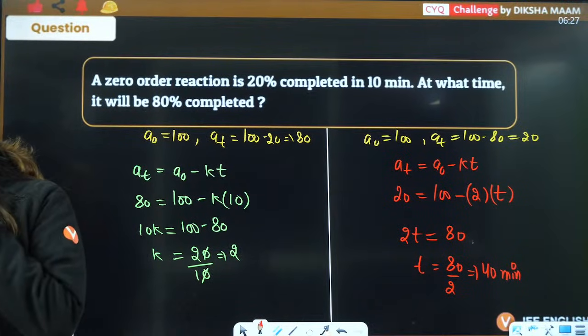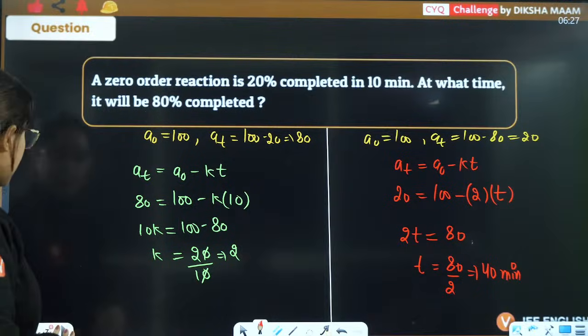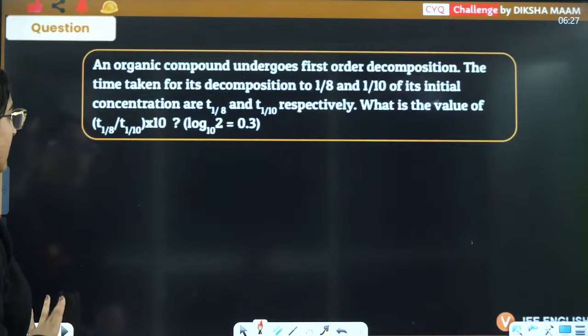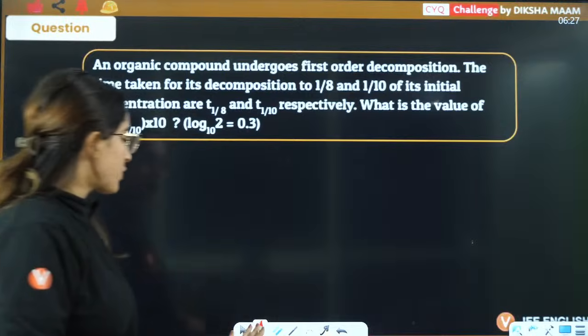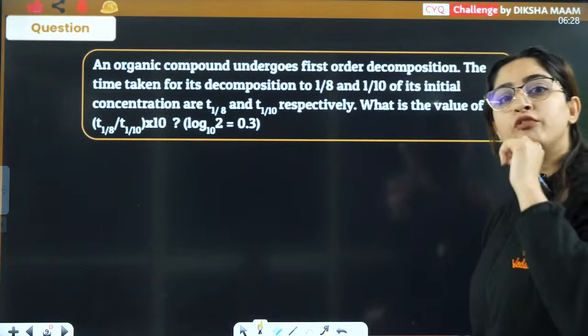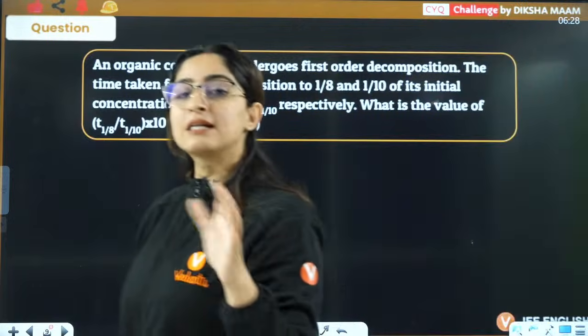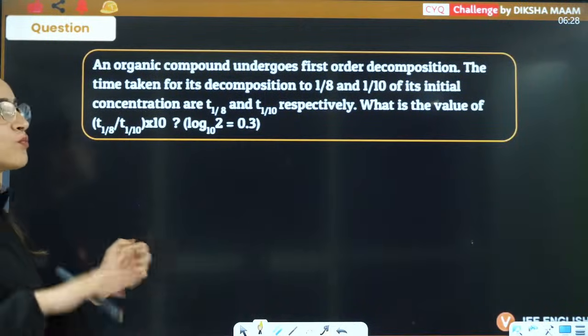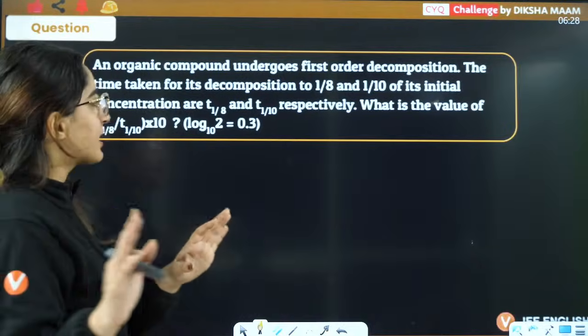Right? Okay? Yes. Right, everybody? Acha. Now let's see this question. That was a zero order reaction, so the formula that you applied was different. Here it is a first order reaction. So most probably either zero or first order reaction they will ask.